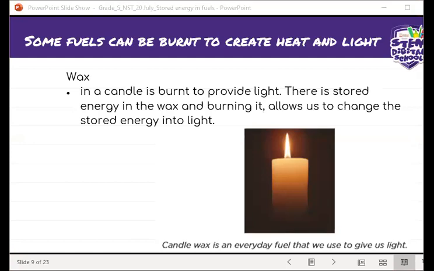Ma'am, I just wanted to read here what it says in my textbook. All right, cool. Go for it. Okay, fuels need input energy to make them burn. We get useful output energy from fuel when it burns. For example, heat from a match is input that makes wood burn. When wood burns, we get useful output energy such as heat and light from burning wood.